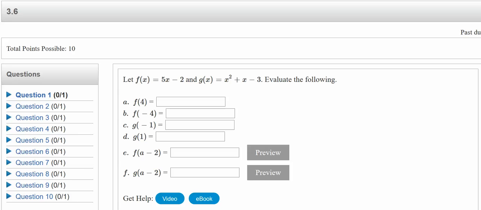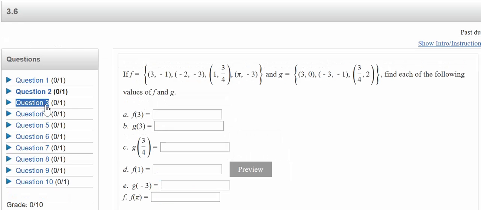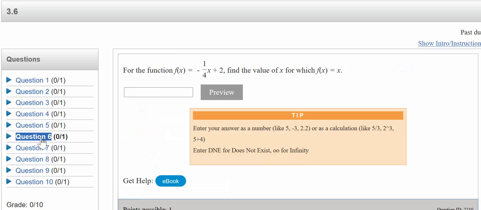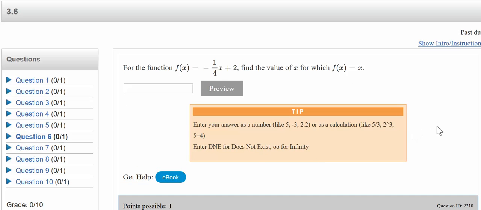All right, we're doing 3.6, and we had a question on... I did 2 in a previous video, so that should be all done and over with. Here we got 6 and 7. Number 6 is something to look at, and then number 7. So what does number 6 all say? It's for the function f of x equal to negative 1/4 x plus 2.